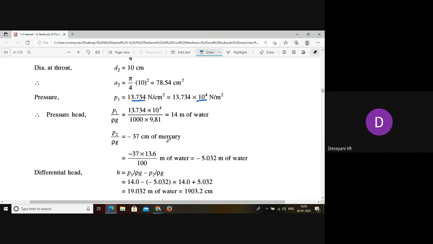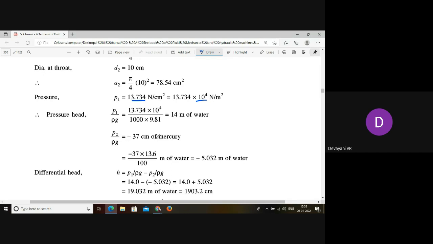Do you understand why we have taken the minus value? Why? Because the vacuum pressure is also called the negative pressure. So that's why in the problem, if they have given the pressure as a vacuum pressure, then we should take the value as a negative value, right? So the P2 by rho g value is taken as minus 37 centimeters of mercury. In the problem they will give it as a positive value, just saying vacuum pressure, but you should directly take it as a negative one.